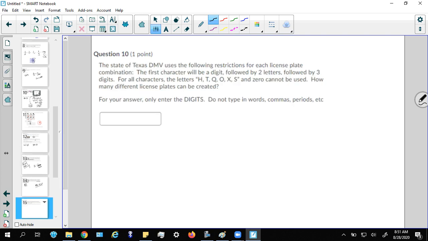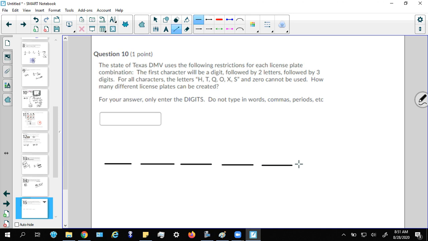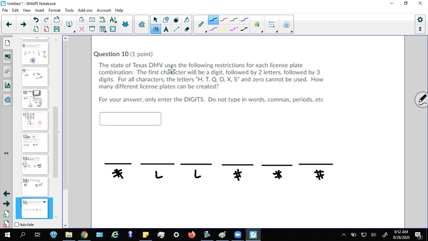All right, the state of Texas DMV uses the following restrictions for each license plate. The first character will be a digit. So again, with one of these questions, I love using blanks. Be a digit, and then followed by 2 letters, blank, blank, followed by 3 digits. So blank, blank, blank. Let me just label here: digit, followed by 2 letters, followed by 3 digits: digit, number, number.